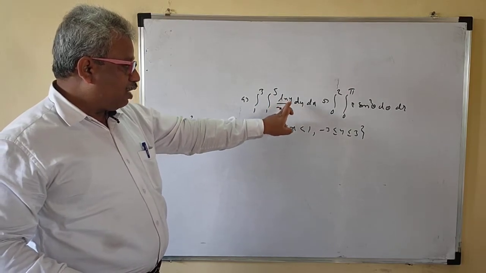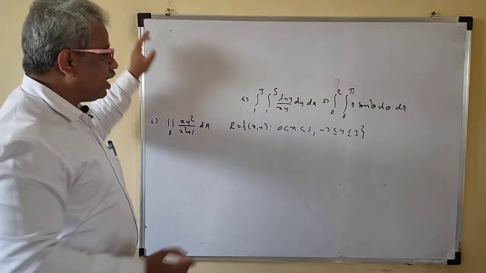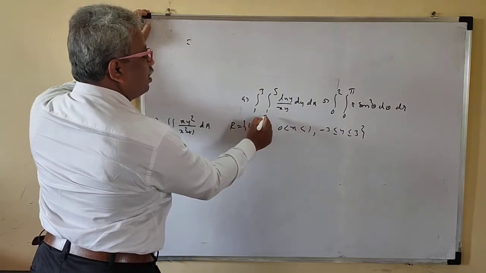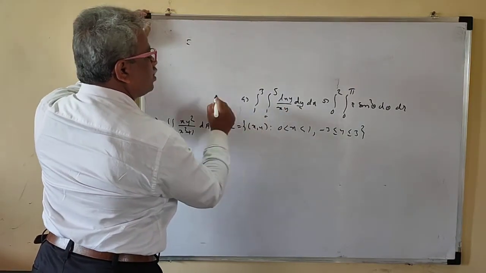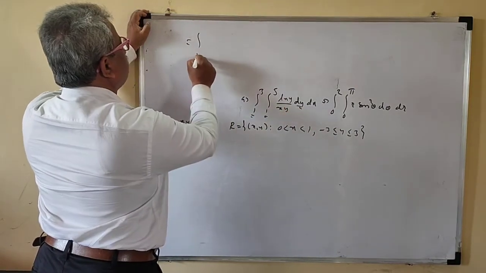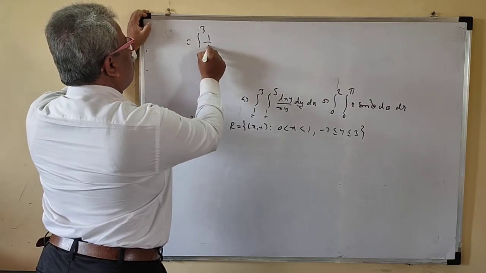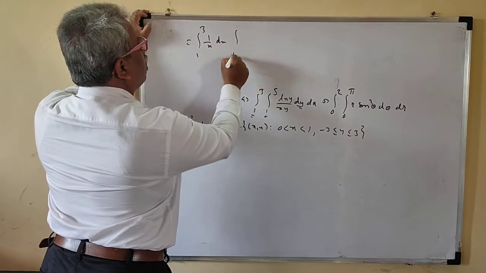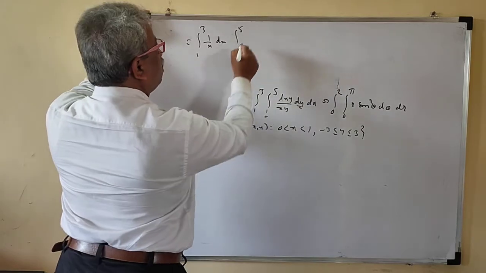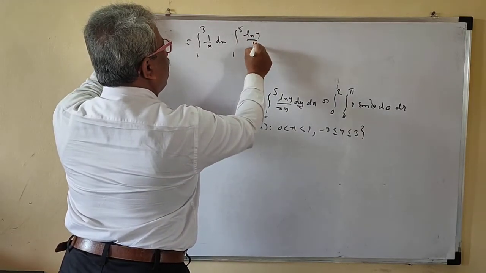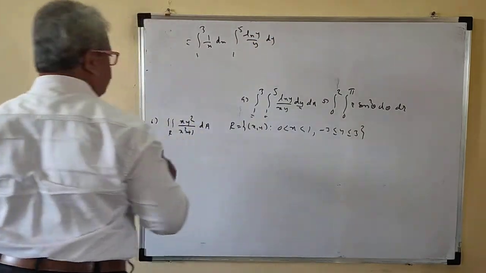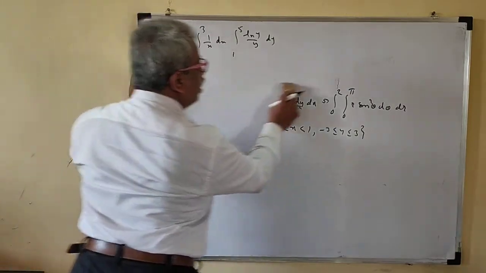So this is ln y upon y times 1 upon x. So I can separate this. These are the limits of y because dy is there, and these are the limits of x, 1 to 3. So this is the integral of 1 upon x dx, then 1 to 5, ln y upon y dy.